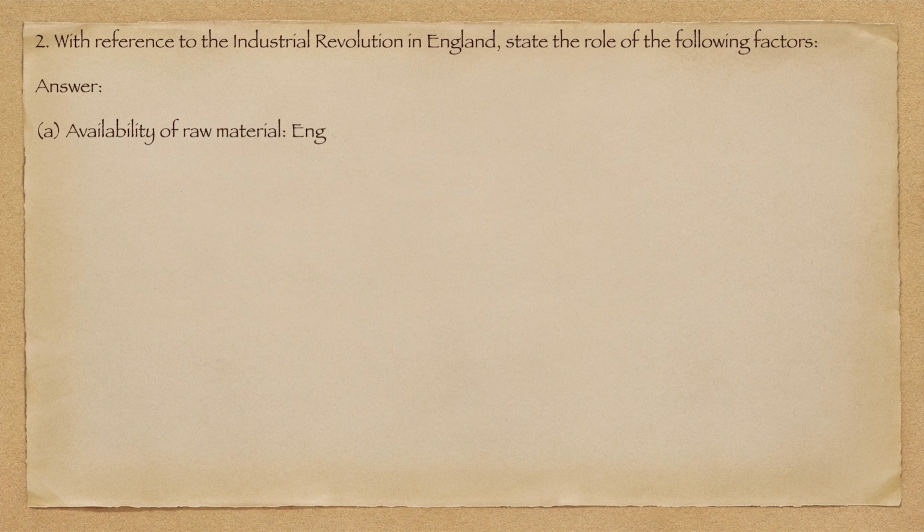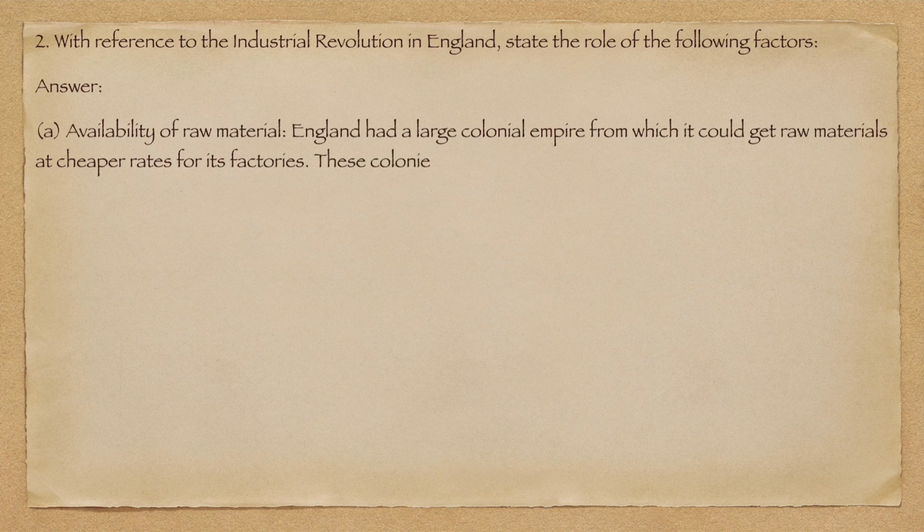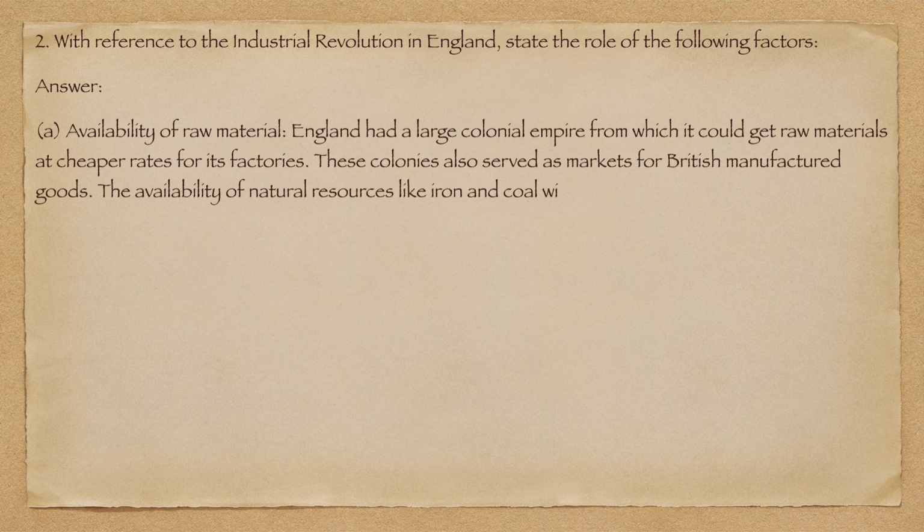Answer. A. Availability of raw material. England had a large colonial empire from which it could get raw materials at cheaper rates for its factories. These colonies also served as markets for British manufactured goods. The availability of natural resources like iron and coal within England further contributed to the growth of industries.